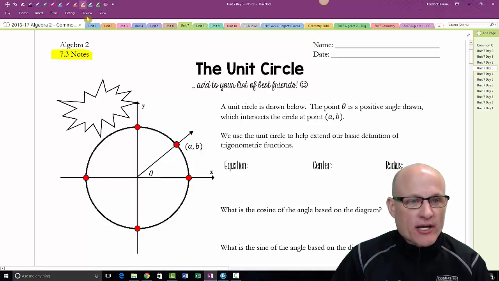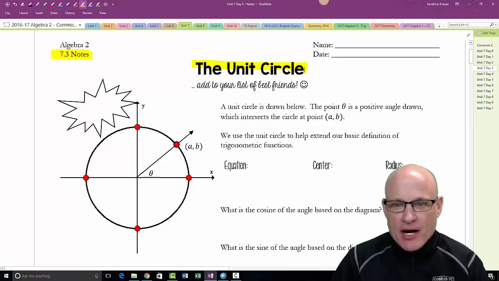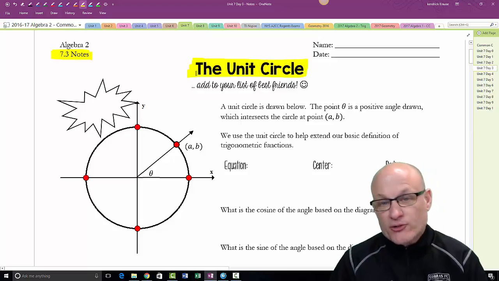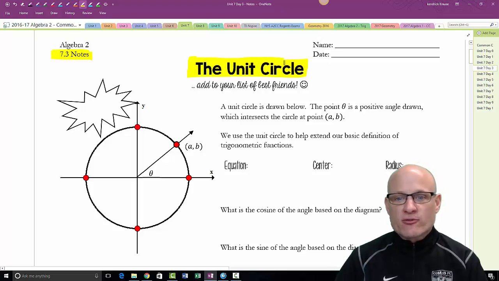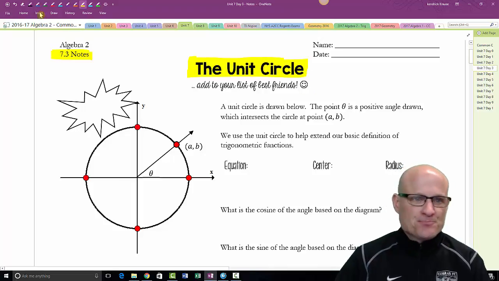Day 3 notes. Okay, what we're going to be talking about today is the unit circle and maybe how we can use that unit circle to help us with our reference angles and our reference triangles and our angle measures and some of the trig functions, okay?